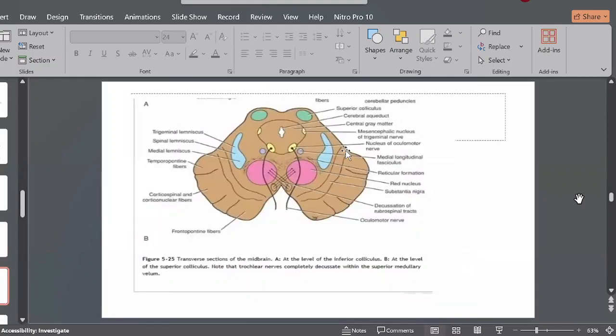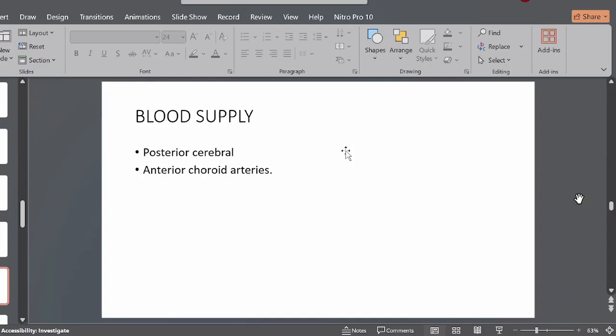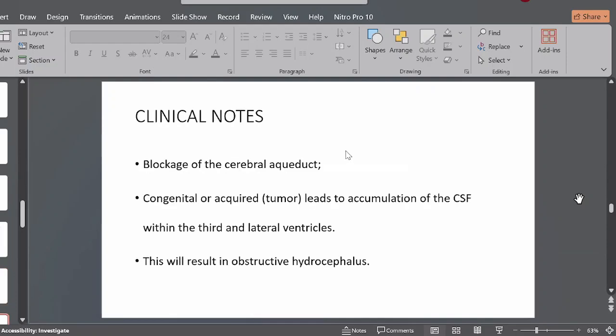So also when you cut it across at a certain level, a transverse section of the midbrain, you're able to see some of the structures there. Blood supply: posterior cerebral artery and choroidal plexus. This is the one that actually supplies the midbrain. Clinical notes: blockage of the cerebral aqueduct, by a congenital or acquired tumor, leads to accumulation of CSF within the third and lateral ventricles. This results in obstructive hydrocephalus.